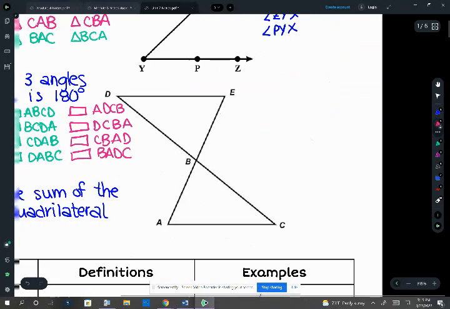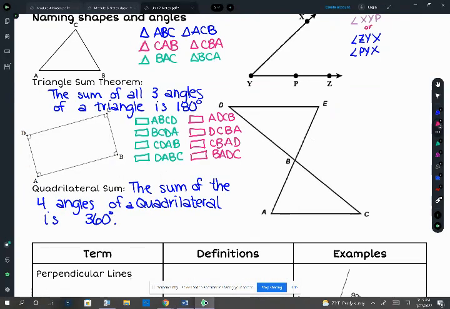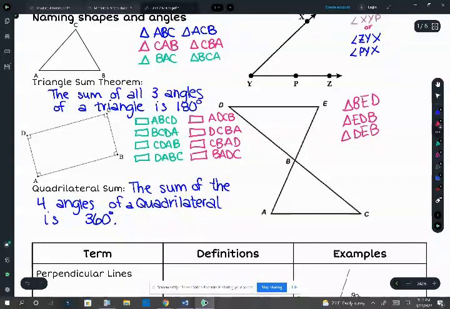If I look at the triangles that are created in this figure, it's going to be the same thing. I can start with B, so I could do triangle BED, and that's really the same thing as saying triangle EDB, or triangle DEB, or triangle BDE. All of these are the same. It's the same triangle that we're talking about.